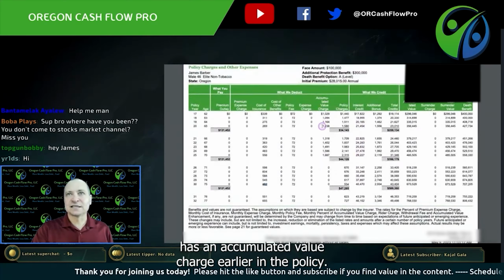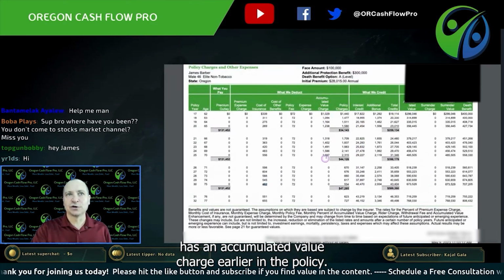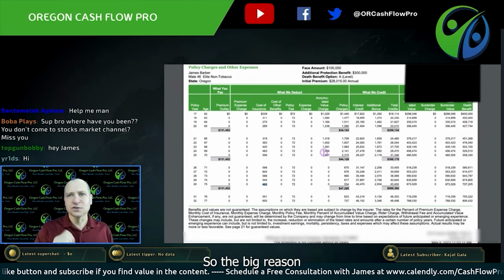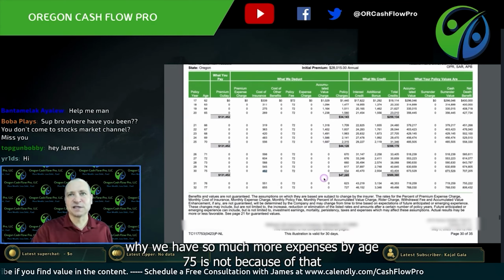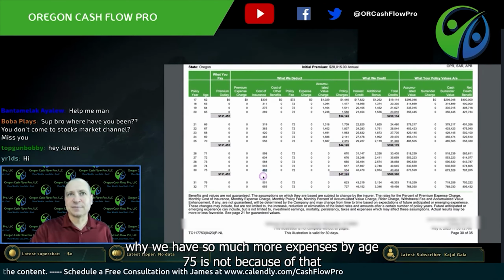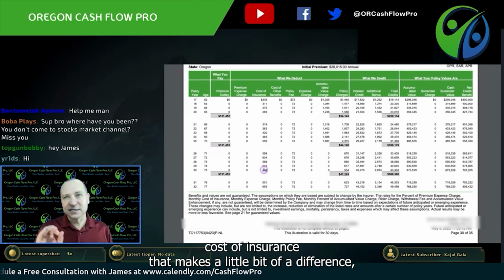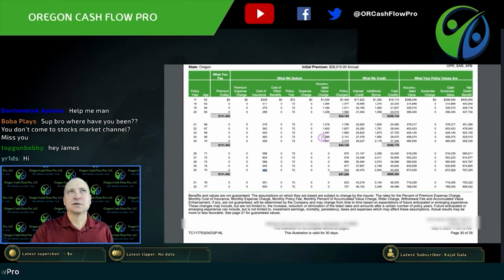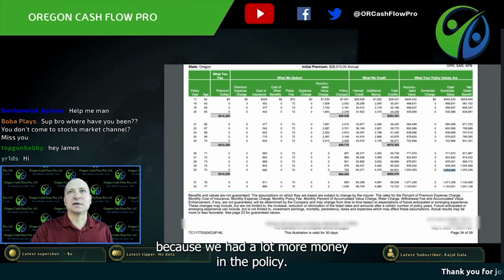Okay. This company in particular has an accumulated value charge earlier in the policy. It goes for 25 years. So the big reason why we have so much more expenses by age 75 is not because of that cost of insurance. That makes a little bit of a difference, but it's actually because we paid more for that accumulated value charge because we had a lot more money in the policy.